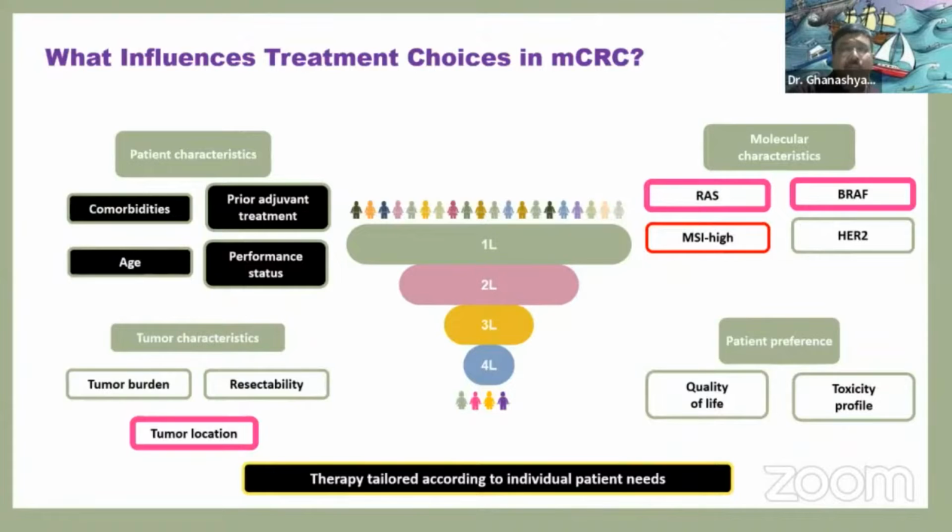And of course, Ghanshyam did allude to patient characteristics, comorbidity, age, and previous treatment. But the important point which Amit also highlighted and Ghanshyam reiterated is that we need to have RAS, BRAF, and MSI status known in front of us for any patient. And of course, tumor location is a very, very important factor. Dr. Nidhi, what is your opinion about tumor location? Do you feel that this is more common on the left side, or do they do better than the right side? What is your opinion?